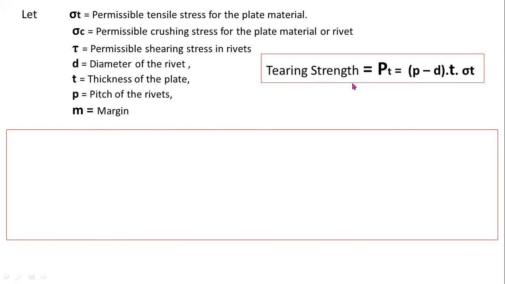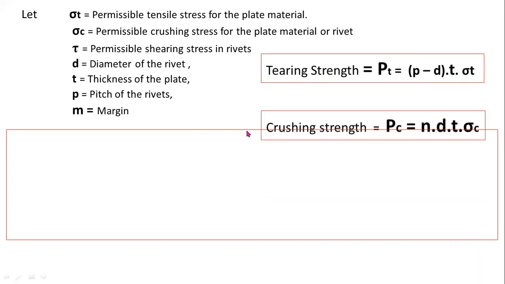Now this is the tearing strength or tearing resistance. Pt is the tearing strength. Pt equal to (p minus d) into t into sigma t. P is the pitch, d is the diameter of the rivet, t is the thickness of the plate, and sigma t is the tensile stress induced in the plate material.